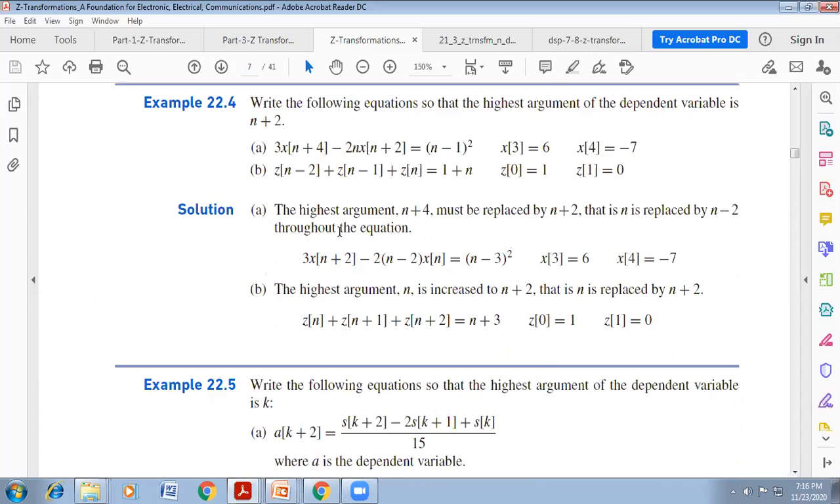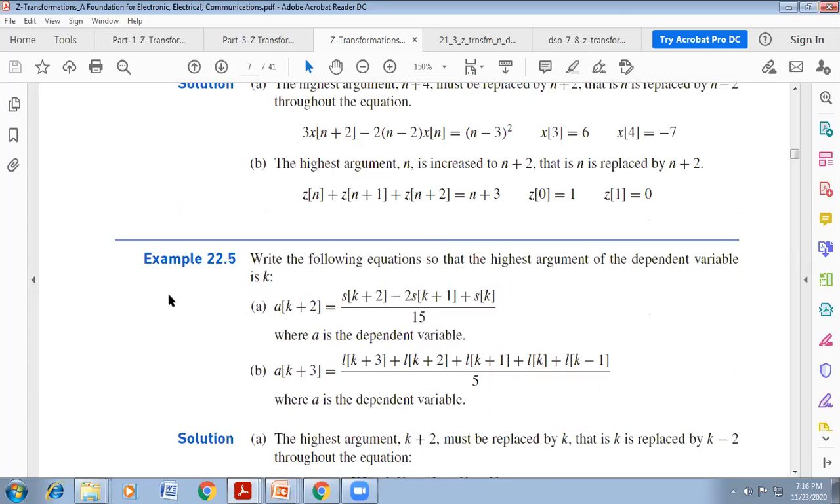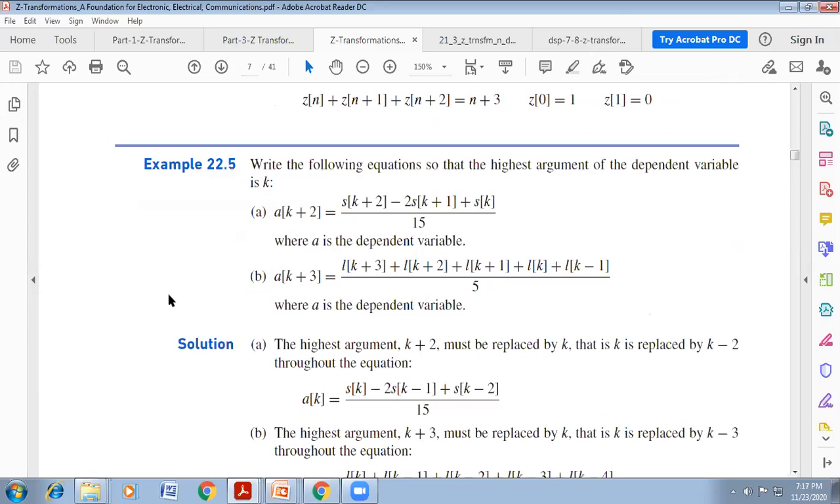And in the second one, n is increased to n plus 2, right? So n is replaced by n plus 2. Okay, n equals n plus 2. And this difference equation can be written as this, and the initial condition is the same. Similarly, we can rewrite a and b also.